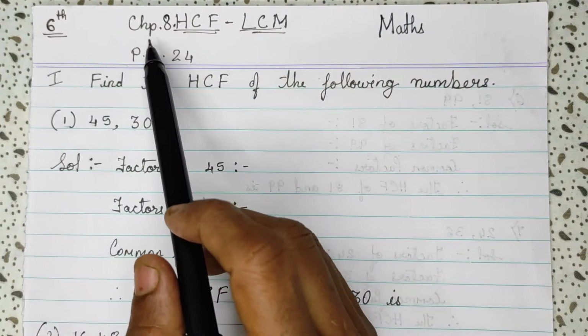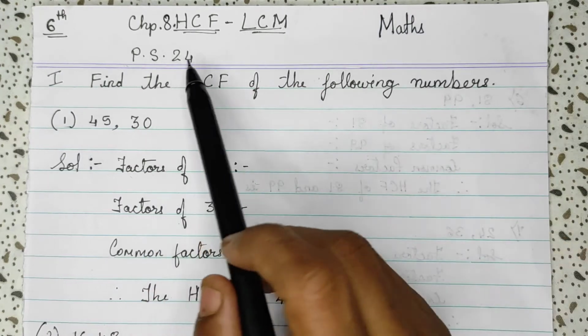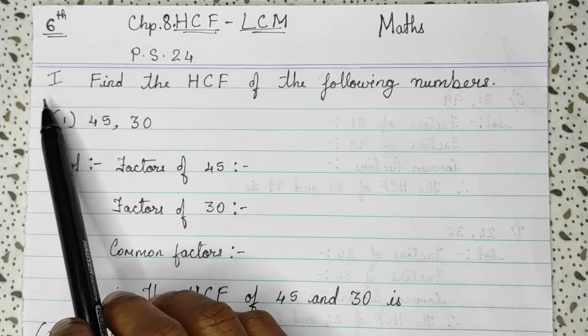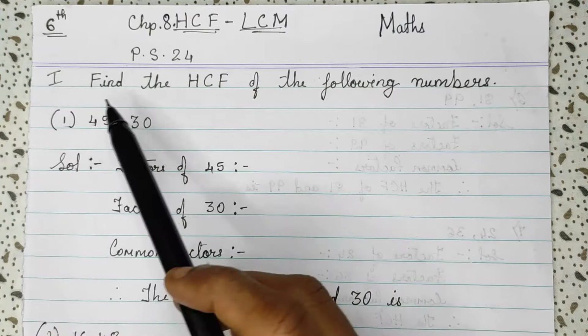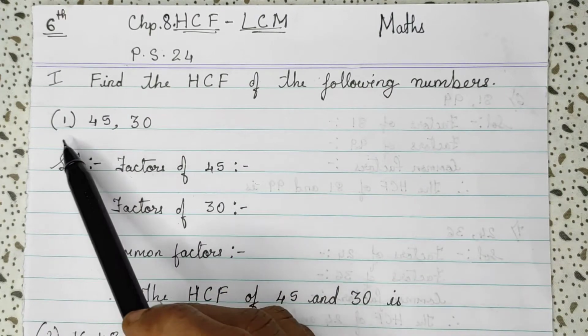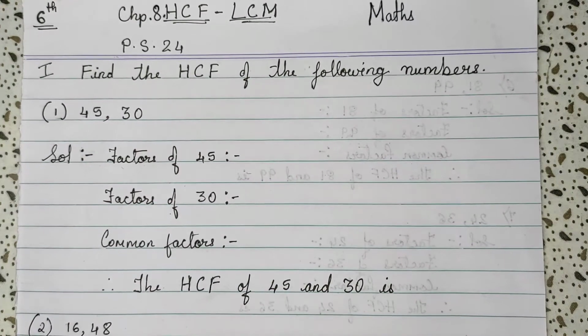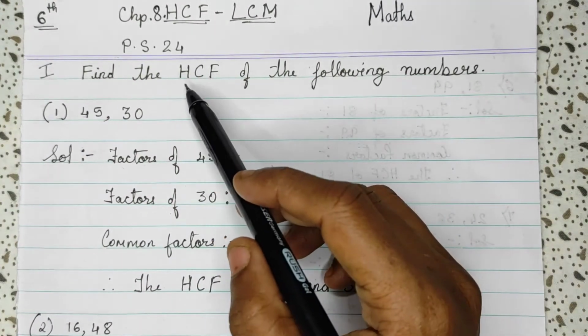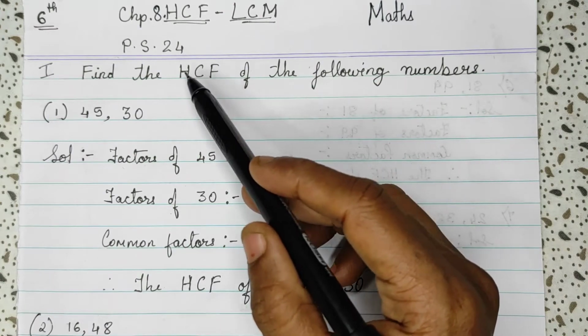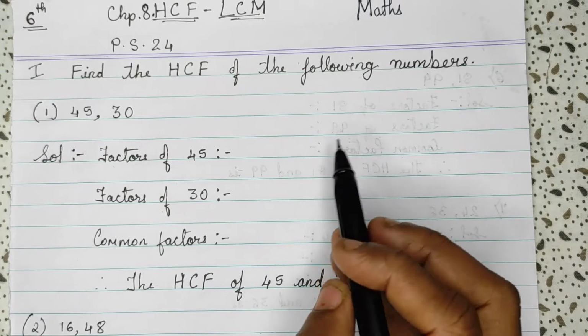Standard 6, Chapter 8, HCF LCM, Practice Set 24. First question: find the HCF of the following numbers. What is the first question? 45 and 30. Here we have to find the highest common factor, HCF. Let's see how to find it.